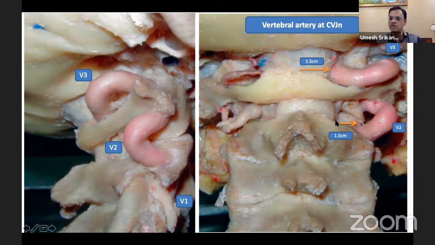Similarly, the lateral edge of the dura is to the vertebral artery origin from the C2 transverse foramen, that is at the superolateral junction of the lateral mass of the C2 or the articular pillar.